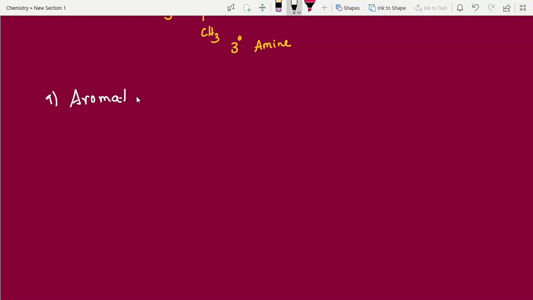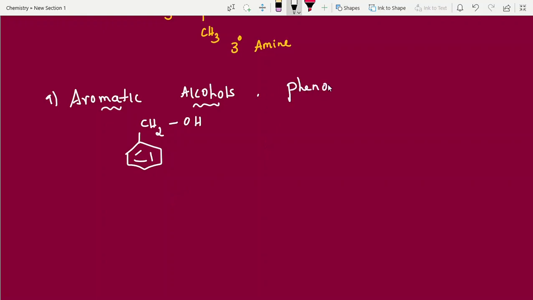Aromatic alcohols. Aromatic is nothing but which is having a benzene ring. See, aromatic alcohols. Benzene ring CH2OH. Aromatic alcohol, right? And with this molecular formula, phenol. I am writing phenol. This is phenol. This is cresols. Actual name is cresol. This is phenol only. Phenol substituent. Only OH is nothing but phenol.